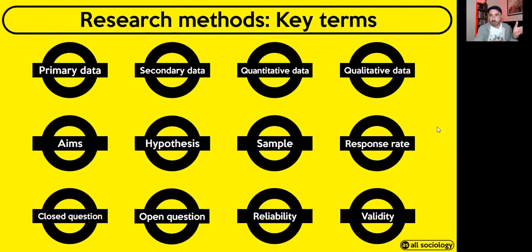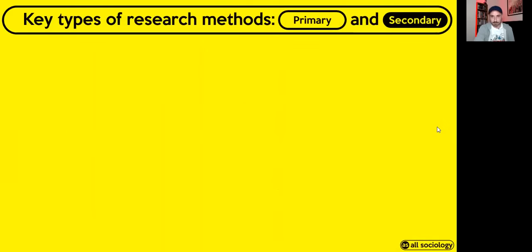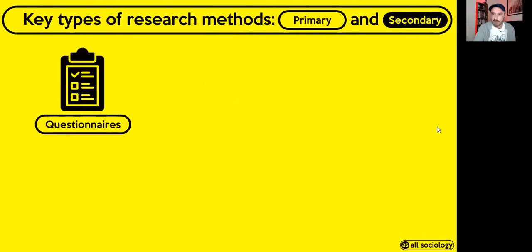We've got, how many is that? 12 key terms that I've just rattled off, hopefully fairly quickly for you. Now, when we come to look at different types of research methods, we can split these into primary, i.e. the ones you do yourself, or secondary. So here are a bunch of methods. These are like the 6 most common methods you will get asked about in GCSE Sociology.